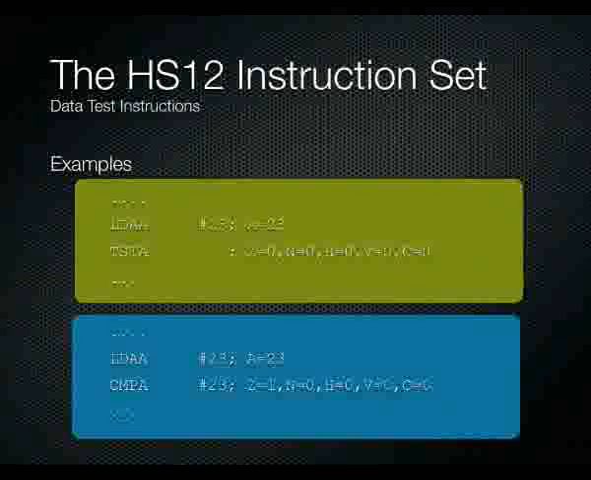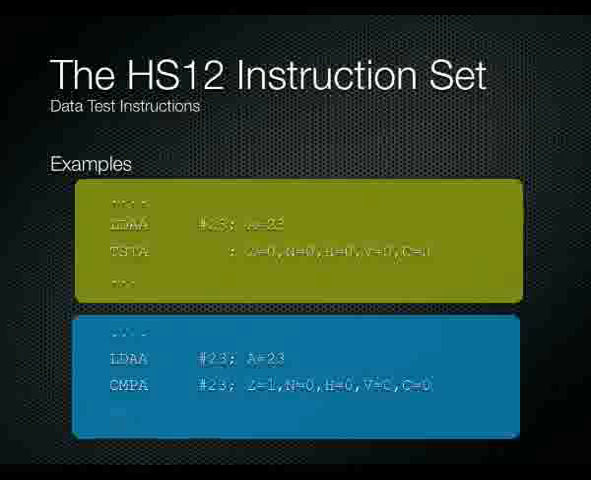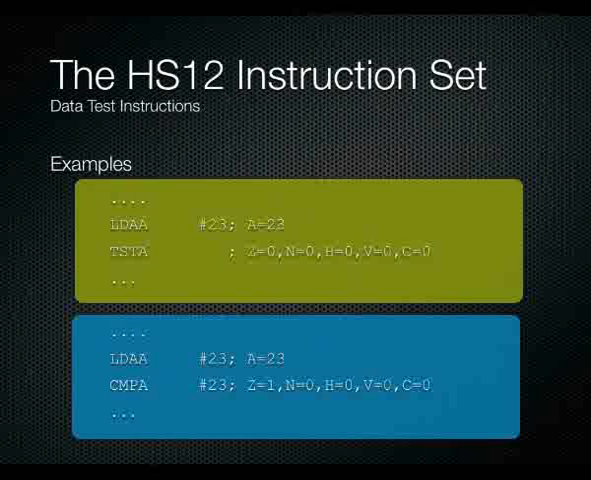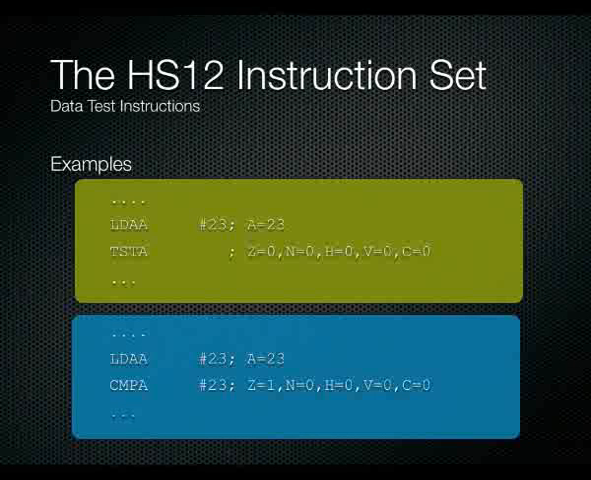To give you a few examples of using data test instructions, we've got LDAA. We simply load accumulator A with a value of 20. We do a test A, and as a result of the test A, Z is 0, N is 0, H is 0, V is 0, and C is 0. One thing you know about the number 23 is that it's not 0, so therefore Z is not set. It is not a negative number, it's a positive number, so therefore N is not set.